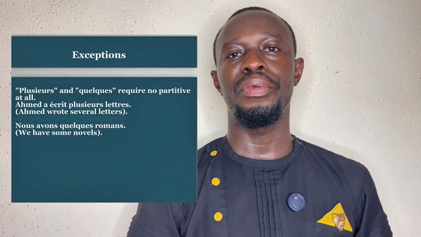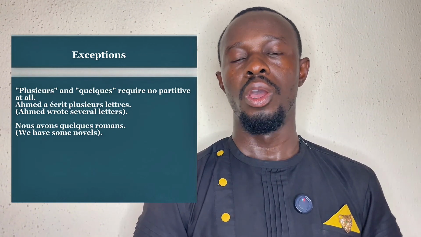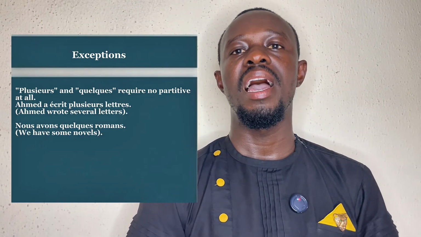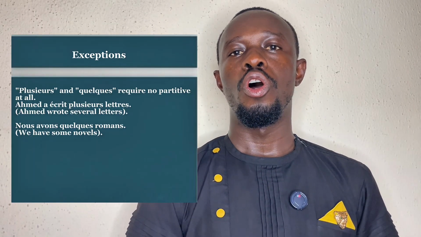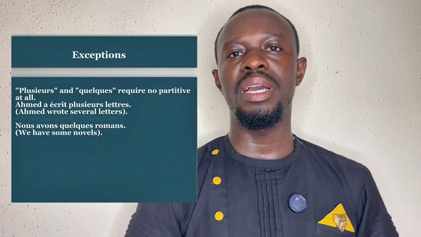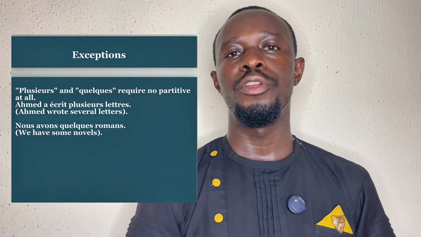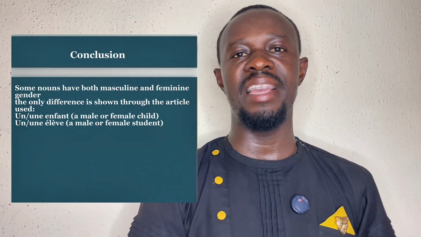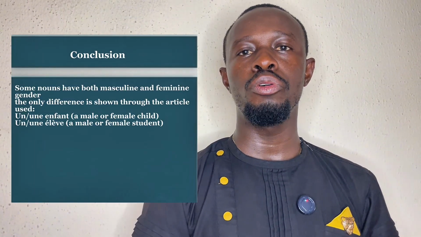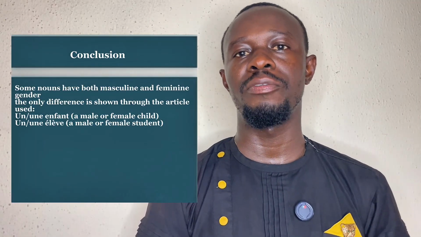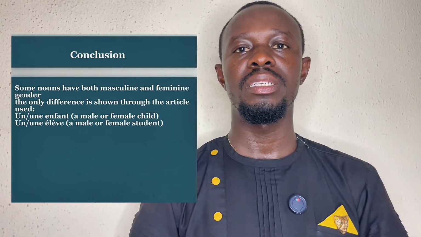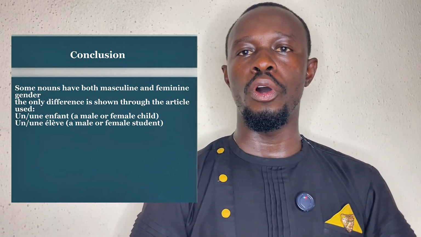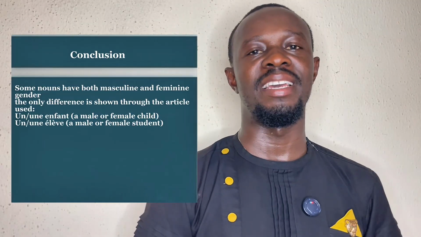Plusieurs and quelques require no partitive at all. For instance, you can see it in Ahmad a écrit plusieurs lettres, which means Ahmad wrote several letters. Or you can see it in nous avons quelques romans. We have some novels. Finally, some nouns have both masculine and feminine genders. The only difference is shown through the article used. For instance, we have un enfant, a male, une enfant, a female child, or un élève or une élève, a male or a female student.